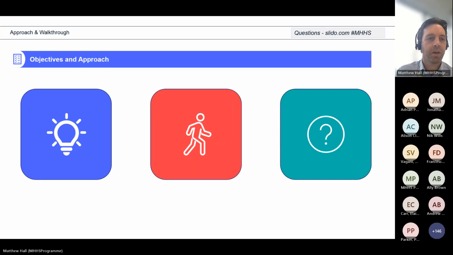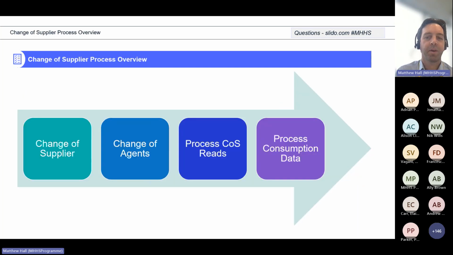Okay, so the change of supplier process really splits into 4 separate stages. One is the change of supplier, the next is the change of agents, and then there are processing reads and processing consumption data. I'm going to step through each of these in a little bit more detail and hopefully address each one of those.